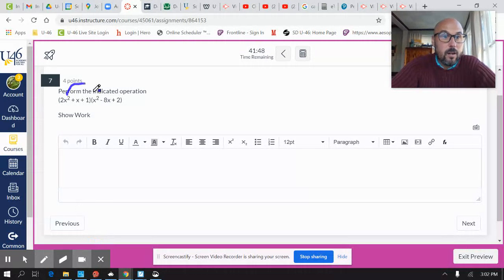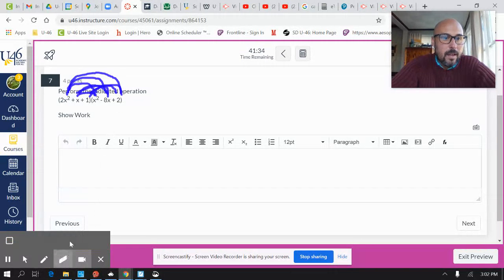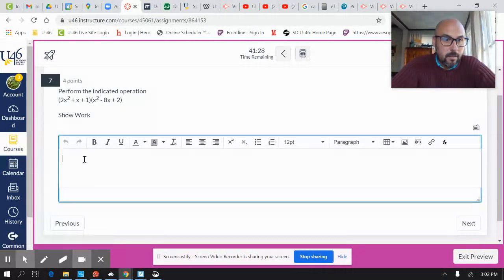So 2x squared times this, 2x squared times that, 2x squared times that. And then I got to do x times this, x times this, x times this, and then 1 times x squared, 1 times negative 8, 1 times 2. It's a total of 9 multiplication problems. So this one's going to take a little bit. And it's 4 points, so let's get it right.